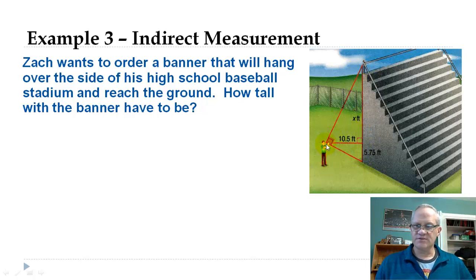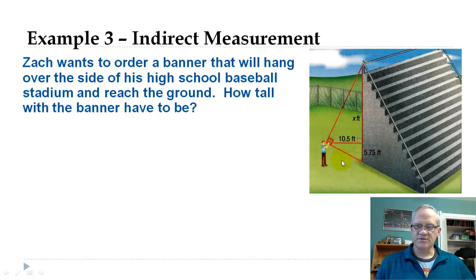Here Zach is. He's standing 5.75 feet off the ground. So that's his eye level, straight to here. He's 10.5 feet away from the stands. And he's trying to figure out how tall this is going to be. Well, what we have to do is find out what x is. And then whatever x is, we just add 5.75 to it. That'll give us the whole thing.